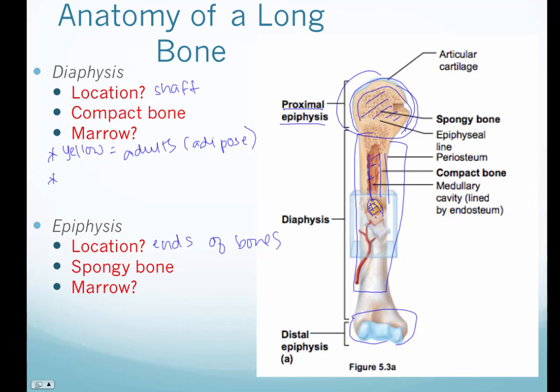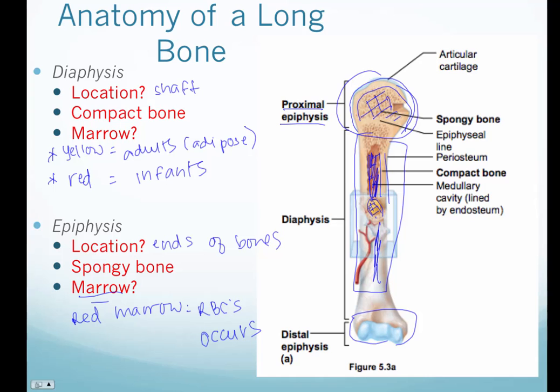Marrow, this diaphysis can also be red bone marrow in infants. And so as infants, all of our red blood cell production is actually found in here in the diaphysis. And then now as adults, our marrow is red in our spongy bone. And that's where our red blood cell production occurs.